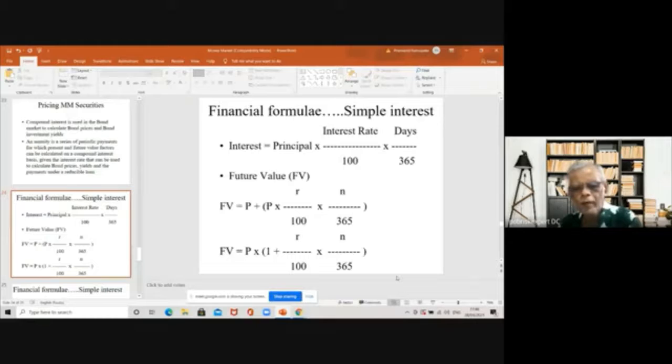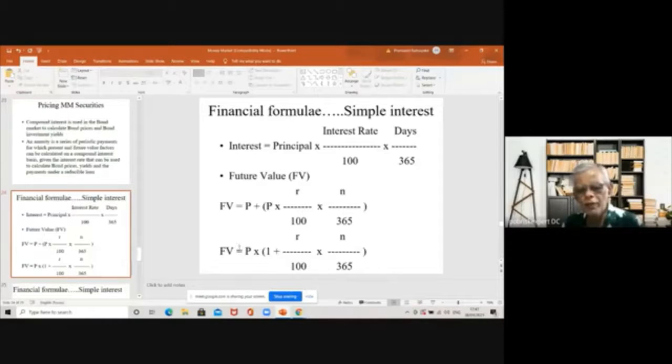So the future value formula: the principal plus, within brackets, the same formula which appeared above, meaning future value is the 100 million plus the interest component at 5%. Now we said 5% overnight, one day. So the next day value is principal 100 million plus the formula shown here, copied here again. So the principal plus interest is the future value.